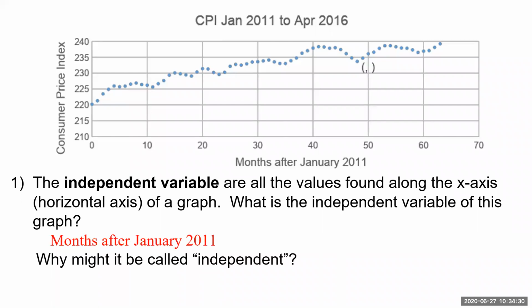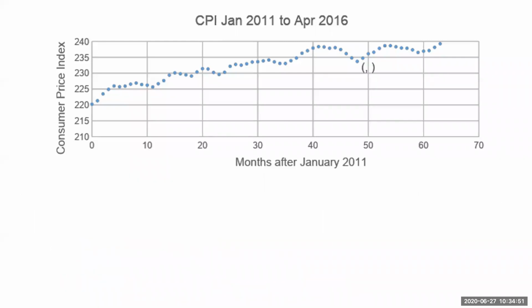Now, why might it be called independent? Time operates independently of all other things. So time is independent. Everything we do depends on time. Okay. So time is an independent variable. Note that. So anytime you use time, we will see that time is independent. And we will reference that a lot once more.